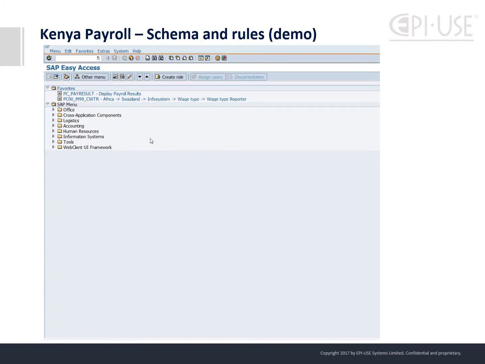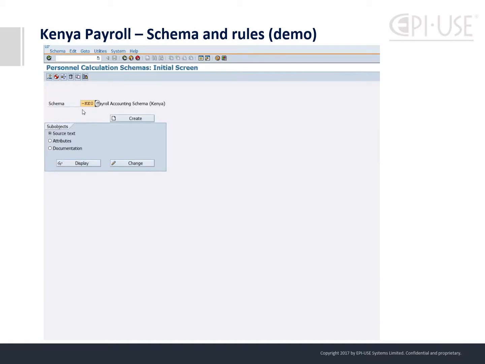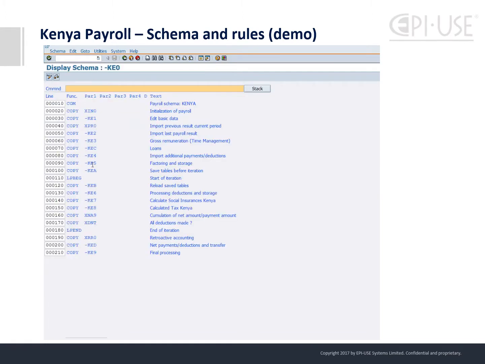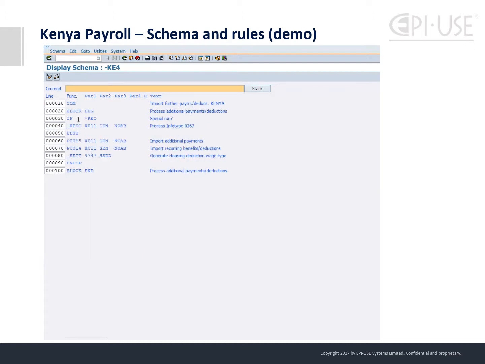The Kenya country solution is provided with a payroll schema. If we go to PE01, we find the schema, that's KE0. If we look at this, we can see there's a schema, and in there we have different sub-schemas that are related to Kenya, for example, KA4.